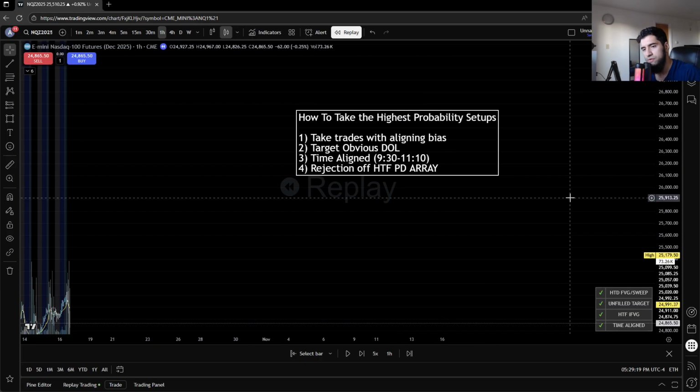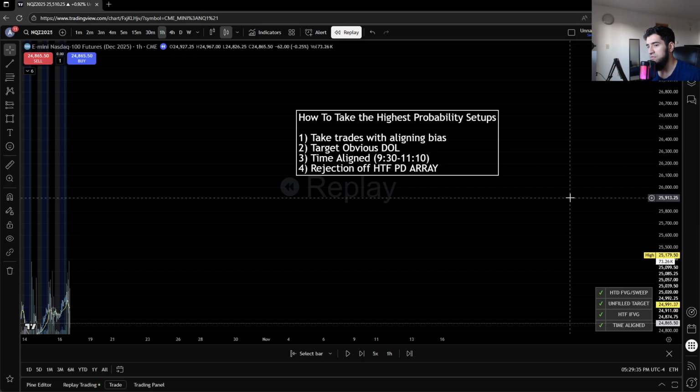That was pretty much it for this video. This is how you take the highest probability setups. Again, just for a quick recap: you need to take the trades that align with your bias. If you're bullish, you want to look for longs. If you're bearish, you want to take trades that are aligning with that, shorts.